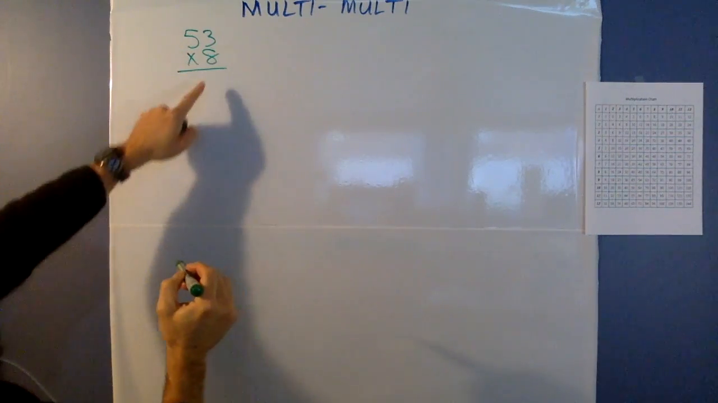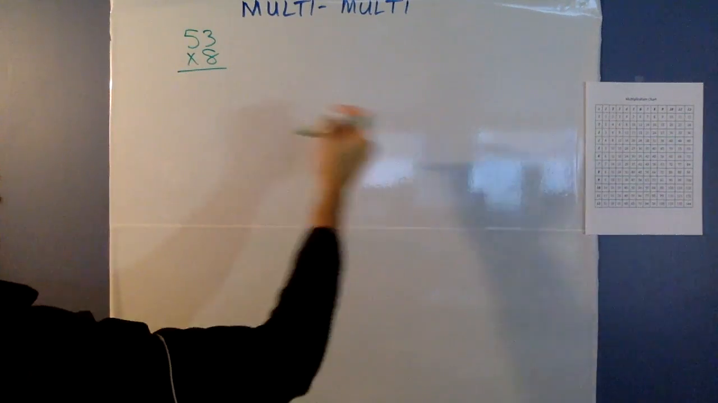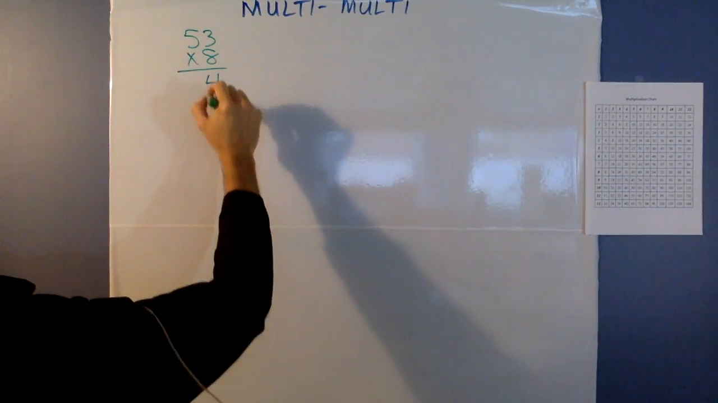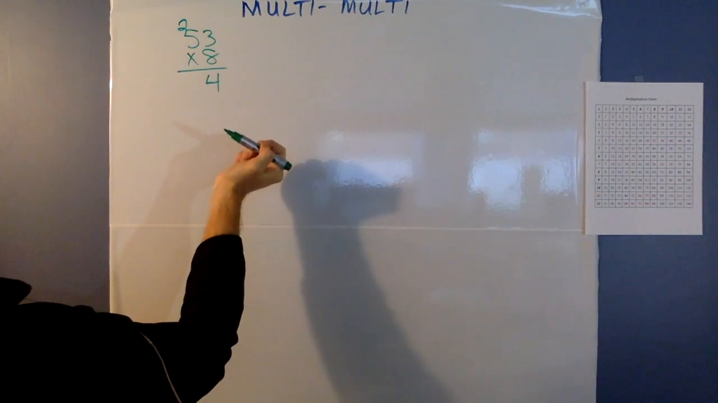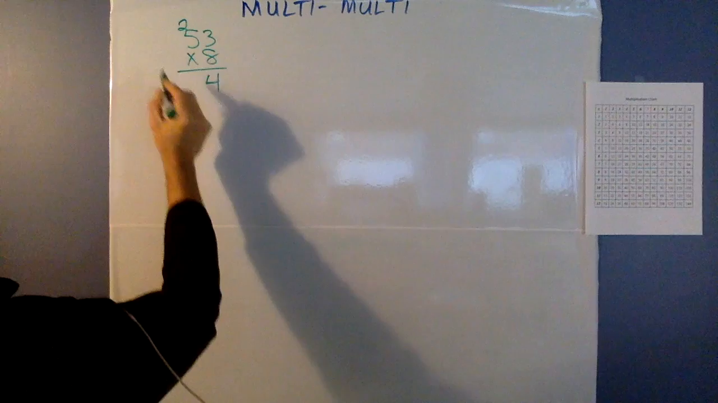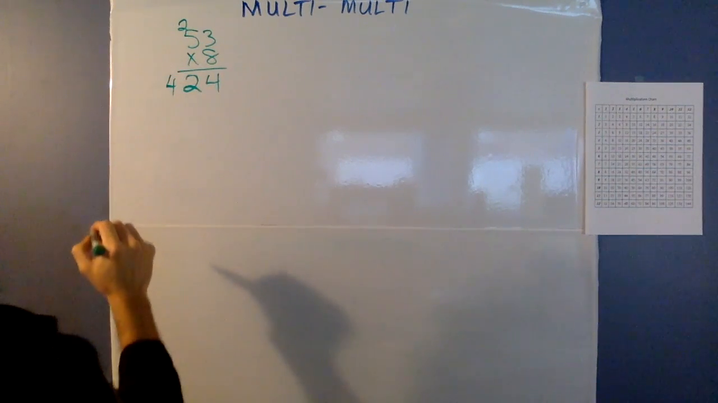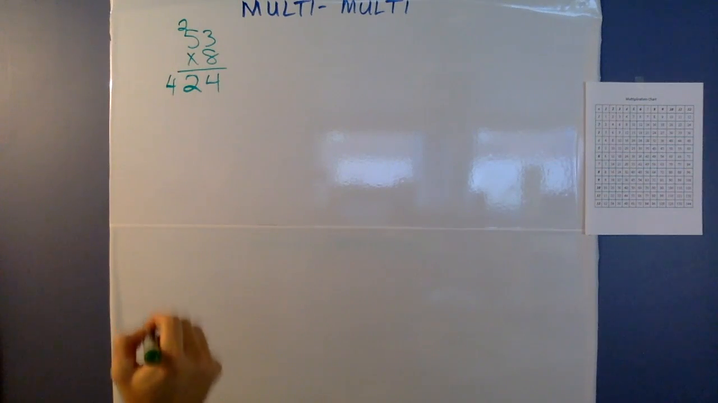Just to review. First of all, we're going to look at 8 times 3. Answer is 24. I put down the 4 and I carry the 2. And then I'm going to look at 5 times 8, which is 40 plus 2. I'm going to put the 2 underneath the 5 and the 4 just to the left of that.